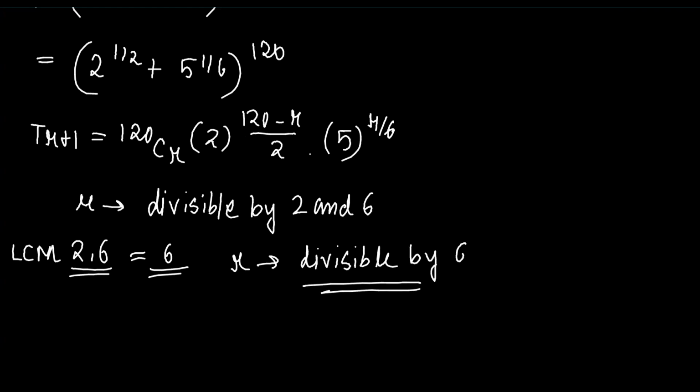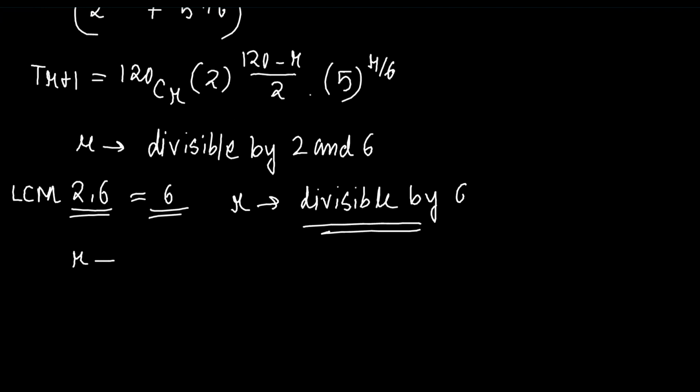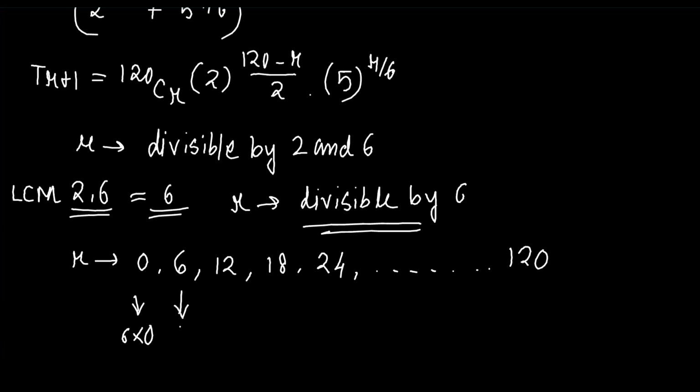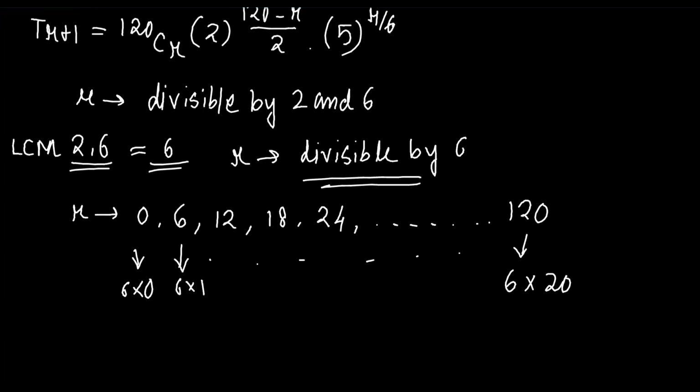Here the power given is 120. So what values can r take? r can take 0, then 6, then 12, then 18, then 24, up to 120. So from 0 to 120, that is 6 into 0, then 6 into 1, and so on. The last term is 6 into 20. So from 6 into 1 to 6 into 20, there are 20 terms.